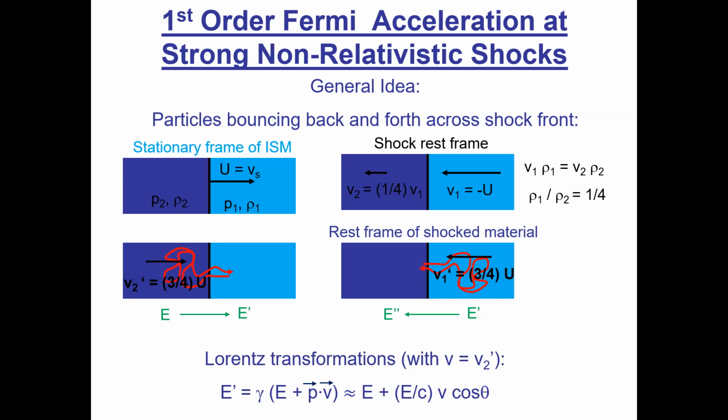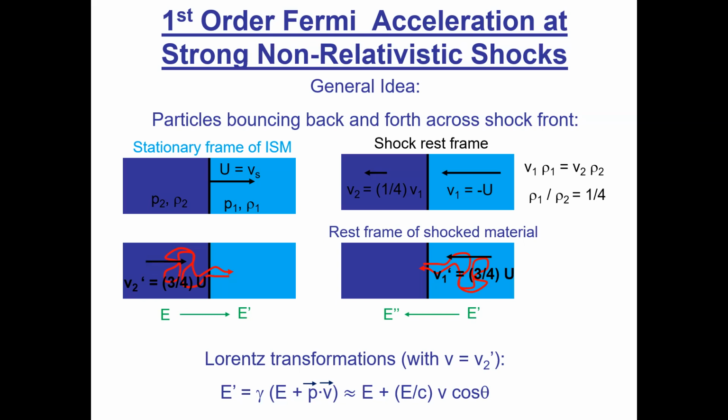So let's look at the Lorentz transformation, the Lorentz boost that a particle, an already relativistic particle, gets when it goes from the moving frame of, say, the ISM with respect to the shock frame. In the shock frame, the ISM comes in, giving a Doppler boost to a particle coming in. So depending on the direction of motion of this particle, P is the particle's momentum, E is energy. So the standard expression for the Lorentz boost, V is the speed of the medium, in this case, the medium of the ISM with respect to the shock frame, which is just 3/4 of the shock speed.